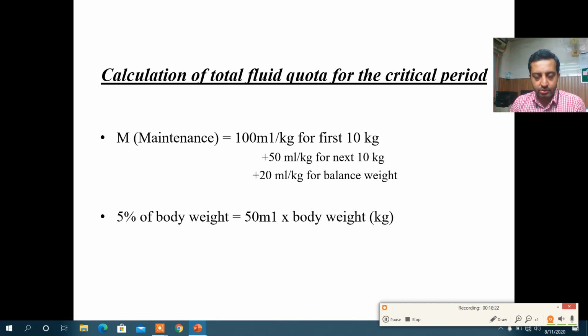All right. So in pediatrics, the fluid calculation for maintenance fluid in general patients is that for the first 10 kg we calculate fluid with 100 ml per kg. For the next 10 kg it is calculated at 50 ml per kg, and for the remaining kgs, we calculate it by 20 ml per kg of the body weight.